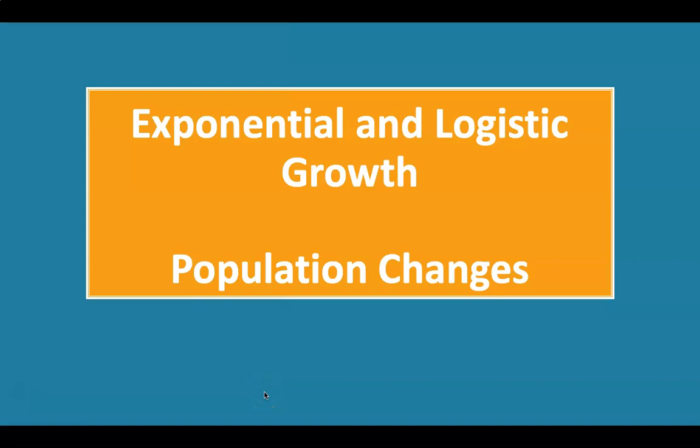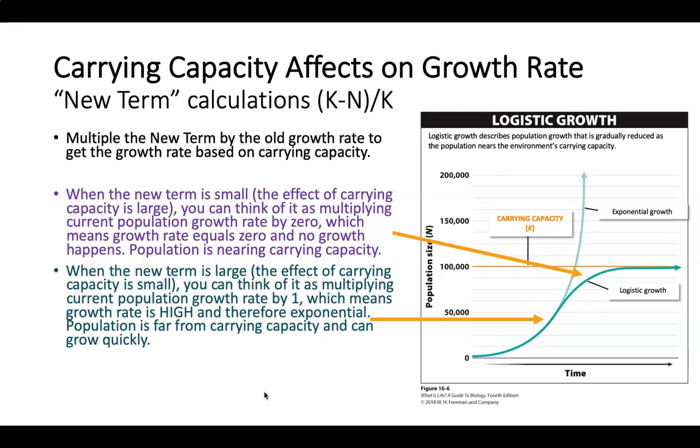I'd like to go into a little bit more detail on exponential and logistic growth models, and also talk about the calculations involving population change and population growth rate. So the carrying capacity of an environment is the maximum number of individuals in a particular population that an environment can support. Now, the carrying capacity and whether or not that population is close to carrying capacity is going to affect how quickly that population is growing.